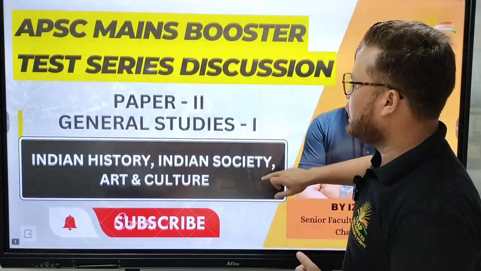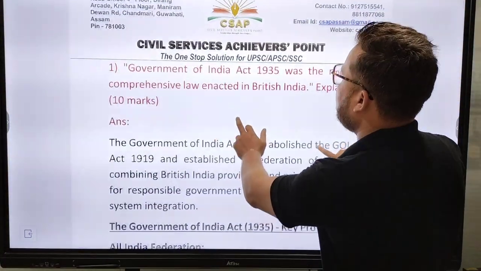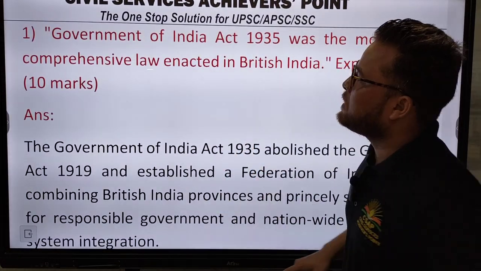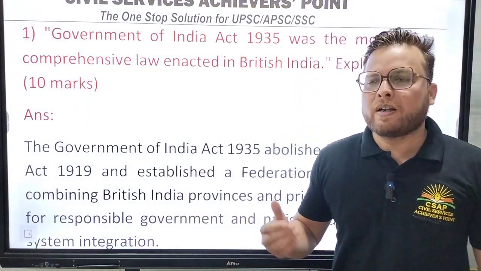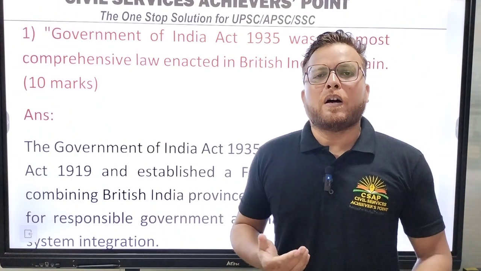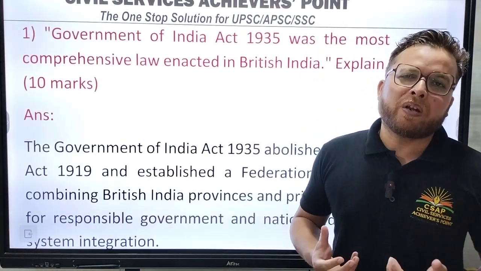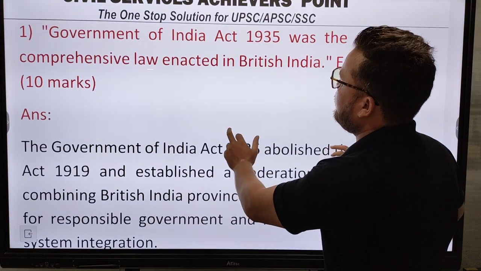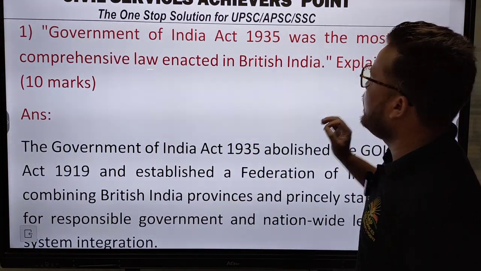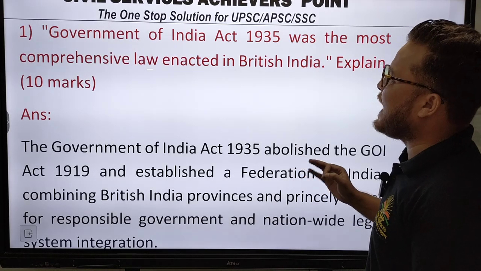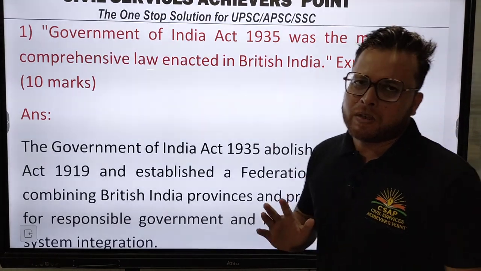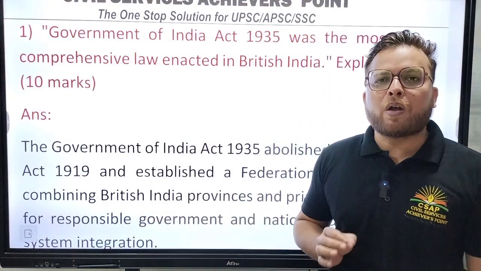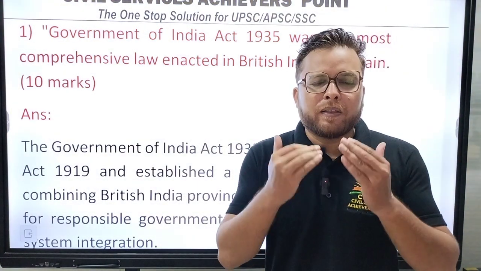So this was the very first question. This was question number 1, and it was a 10 marks question, that is a question which you had to answer within 150 words. As you can see, this is the question: the Government of India Act 1935 was the most comprehensive law enacted in British India. Explain. So the question basically is on Government of India Act 1935.